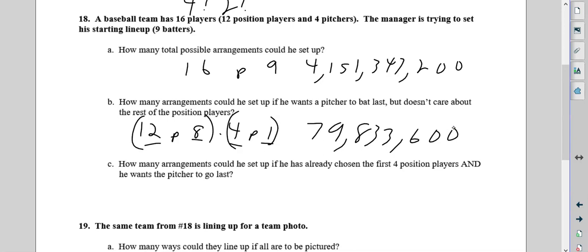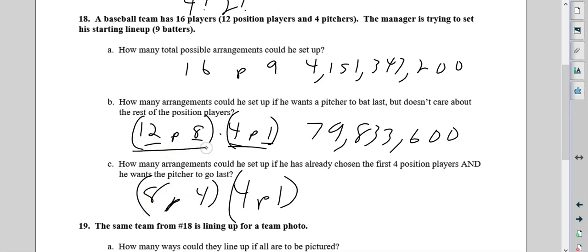How many arrangements could be set up if he had already chosen the first 4 position players and he wants the pitcher to go last? So the pitcher going last is the same thing here. But in this case, he's already picked 4. So that just leaves 8 here. And he's filling 4. So same idea as up here, except it was all 12 with 8 positions left. All right. This is 8 for the remaining 4. And that is just 6,720 different possibilities.